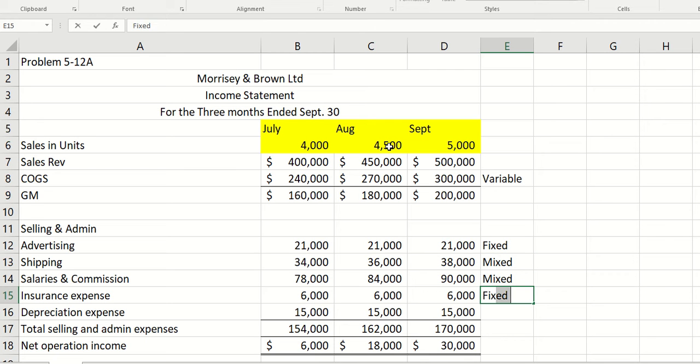This looks fixed to me, and this looks fixed to me because it's the same, even though my activity is increasing and it stays constant. So I have all of them classified. I classified all my expenses.